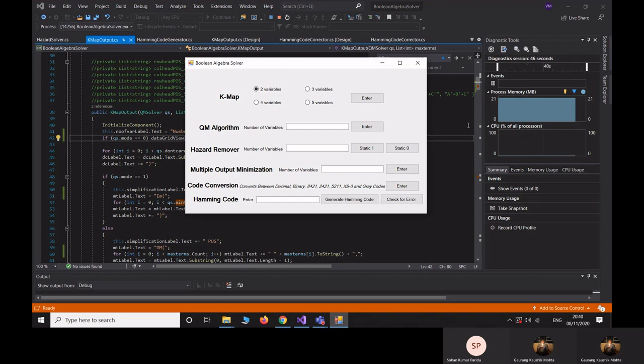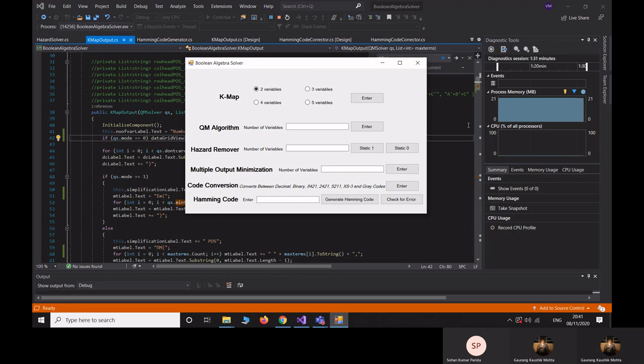The name of our project is Boolean Algebra Solver. It is basically a software package which instantaneously solves many Boolean algebra problems like K-map, QM algorithm, hazard removal, multiple output minimization, code conversions, and Hamming code generation and checking for error. Our algorithms are derived from basic principles of Boolean algebra and digital electronics. The uniqueness of our software is that many of its features, like hazard removal, multiple output minimization, and solving QM algorithms for any number of variables, are not found anywhere else.